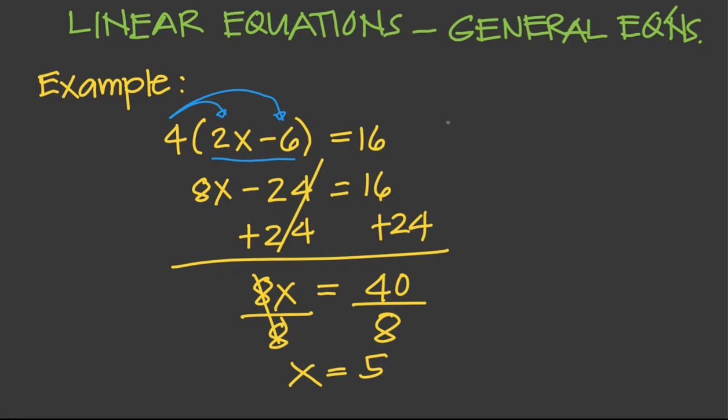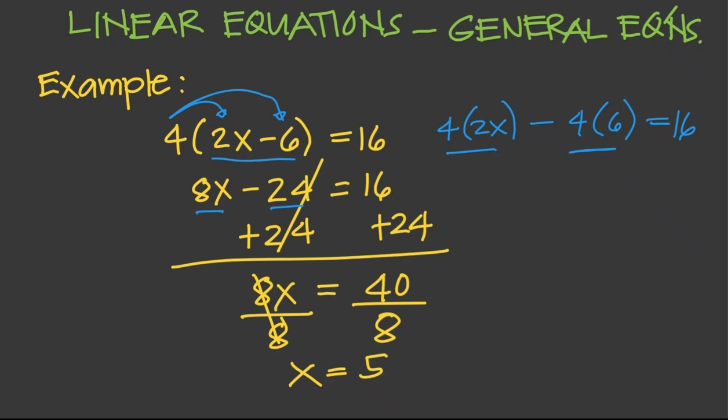So that would be 4 times 2x, and then copy the operator sign, which is minus 4 times 6 equals 16. So by simplifying each expression, 4 times 2x is equal to 8x, and then 4 times 6 is equal to 24.